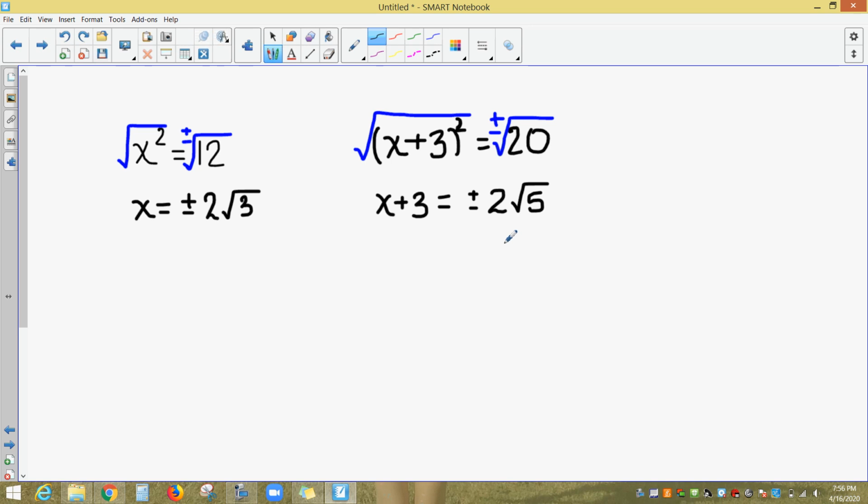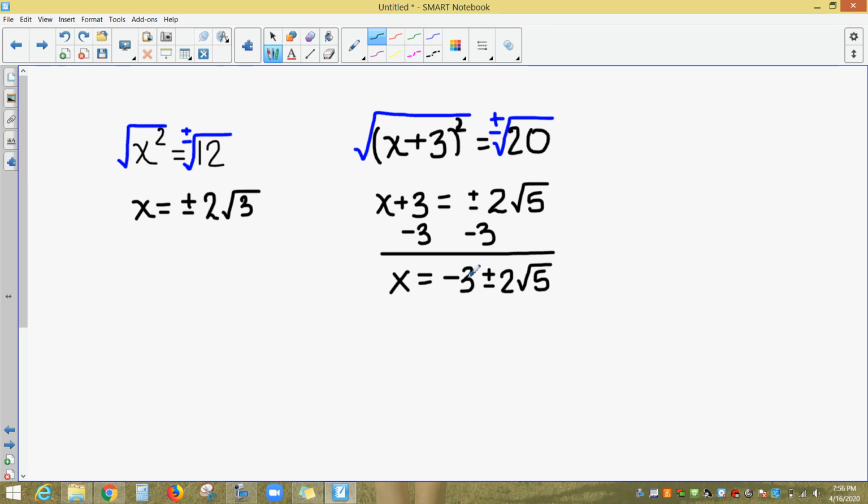Now, I haven't solved for x yet. I'm not all the way done here. I want to get the x by itself, so I can unhook the 3 by subtracting 3 from both sides. You can put your minus 3 at the end if you'd like. In the book I will most often put it out in front. But we have negative 3, we have our plus or minus, 2 times the square root of 5.